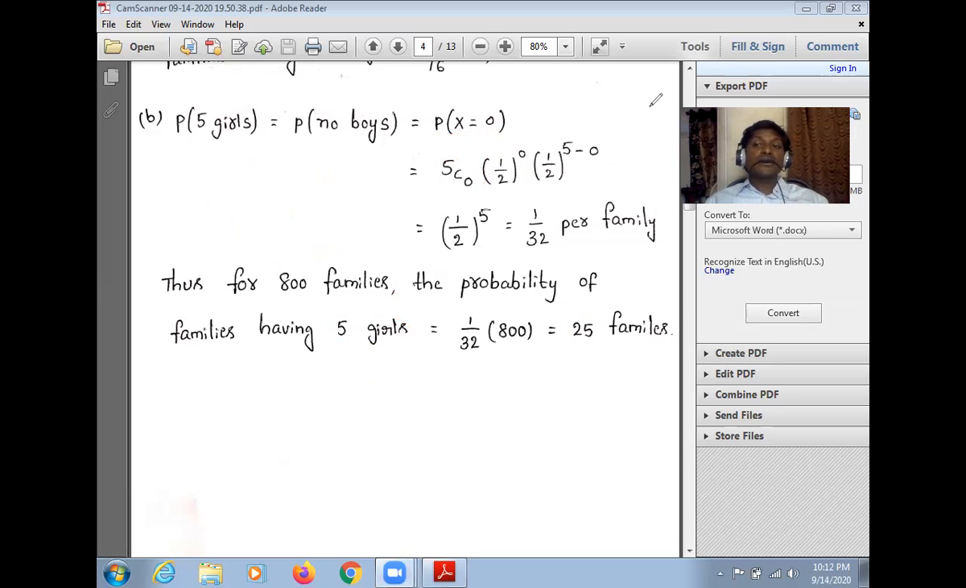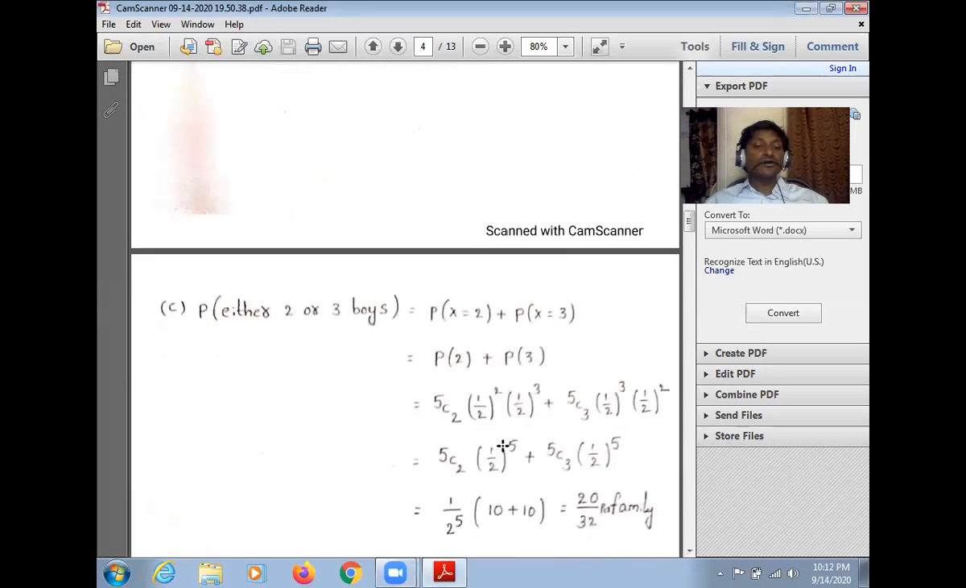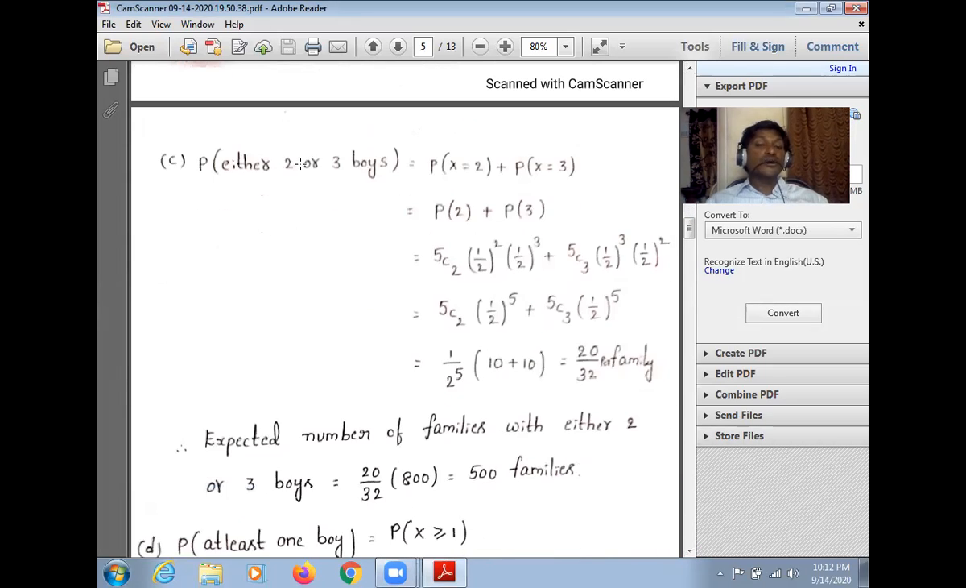And next, third one, what they asked. Here it is, third one: P of either two or three boys. So two members or three members are boys out of five children. So each family having five children, in that five children, two or three boys, how many families have it?